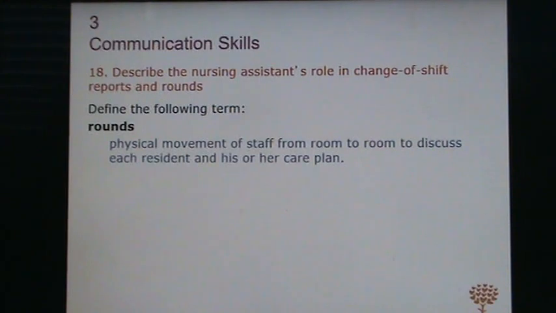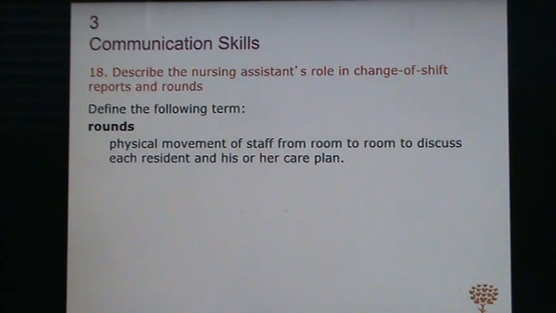Rounds. When you arrive at work, you must make rounds to make sure all your residents are present, to make sure you know who needs help first, if they have any need at the beginning of the shift. So that helps you to start planning your shift.